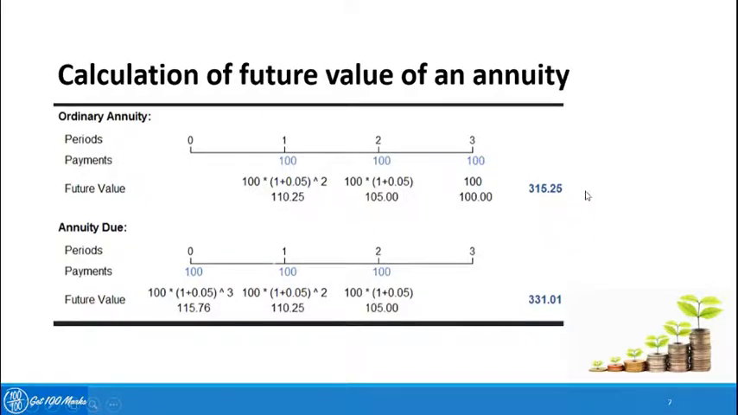These types of annuities are called ordinary annuity because they have started from period 1 and then they have continued for as many number of periods. Annuity due, on the other hand, starts from period 0. We will leave this discussion here.